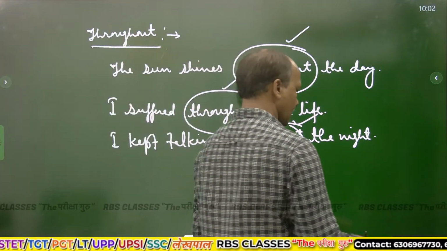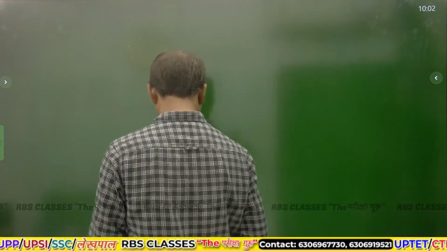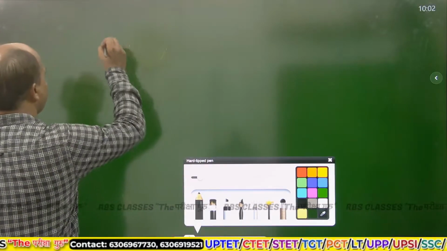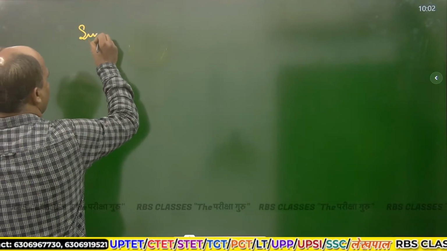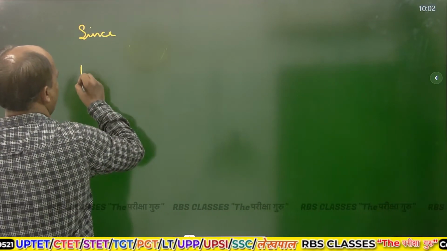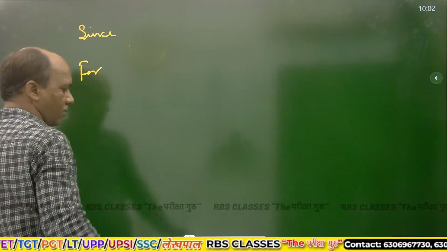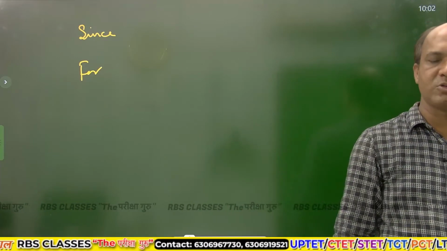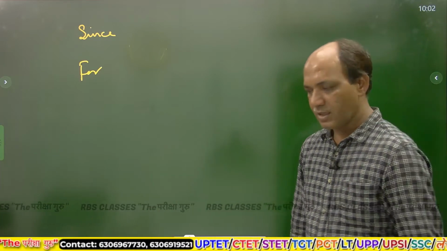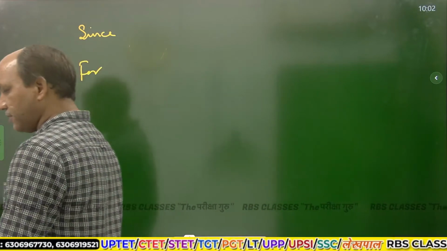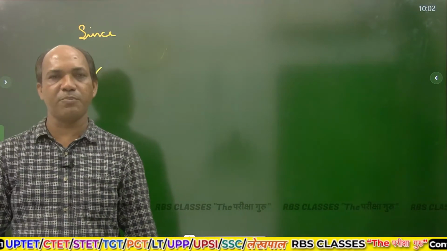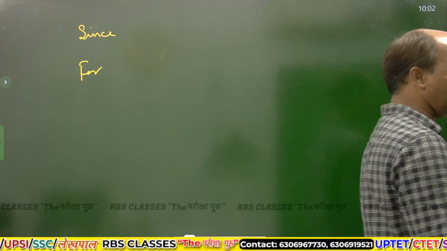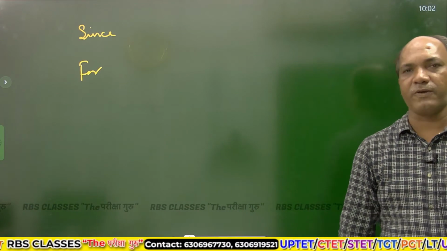Now, next one, since and for. Since and for. These are mostly simultaneous prepositions, or two simultaneous prepositions. Preposition since is mostly used in perfect tenses. ये perfect tenses में use किए जाते हैं. Perfect tense and perfect continuous tense.